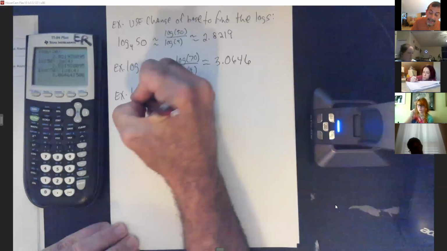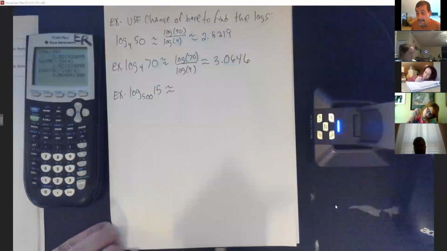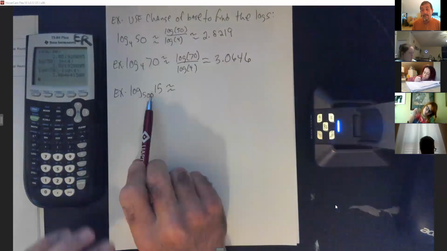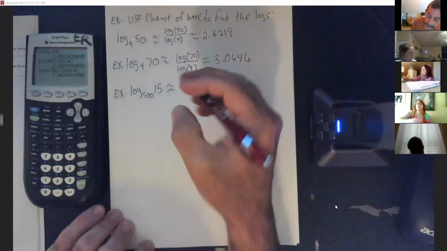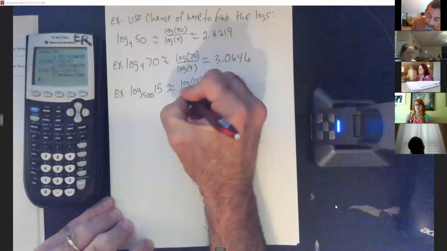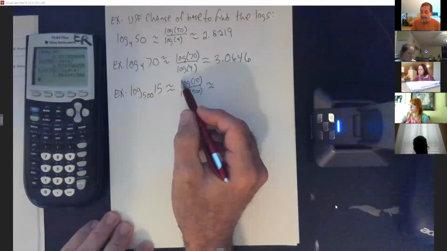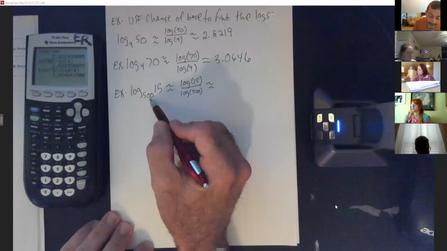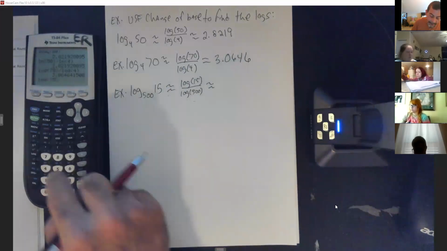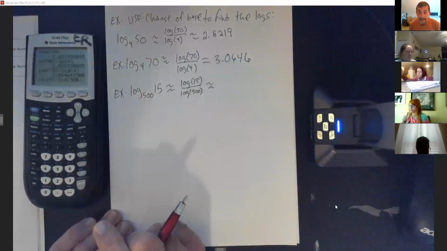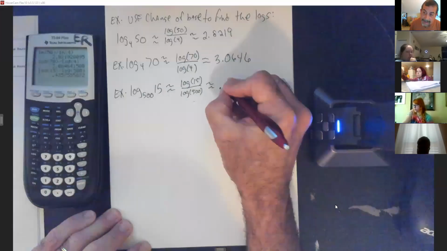Log base 500 of 15. That definitely better be less than 1, because 500 to the first power would be 500, and that 15 is a lot smaller. On this one, it would be log of 15 divided by log of the 500. The 15 looks higher, so it's on top. The 500 looks like it's lower, so it goes to the bottom. So let's see, log of 15 divided by the log of the 500. Are we rounding these? 4 decimal places. So that'd be 0.435576.